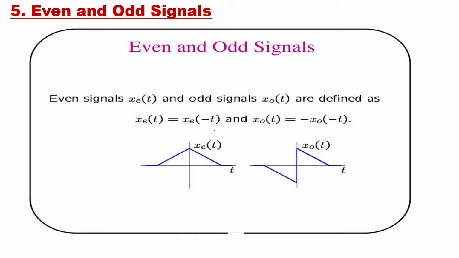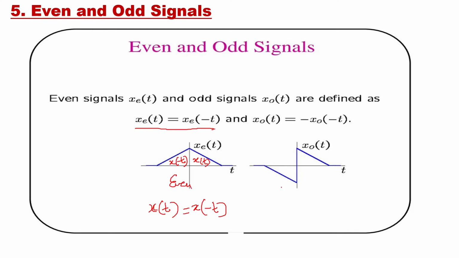Then we'll go to see even and odd signals. So what are even signals and what are odd signals? Here a signal is said to be even when it satisfies a condition. If it satisfies the condition x(t) is equal to x(-t), that is what we have written here for even. So this is x(t), and this will be x(-t). If these both are equal, then it is called an even signal.